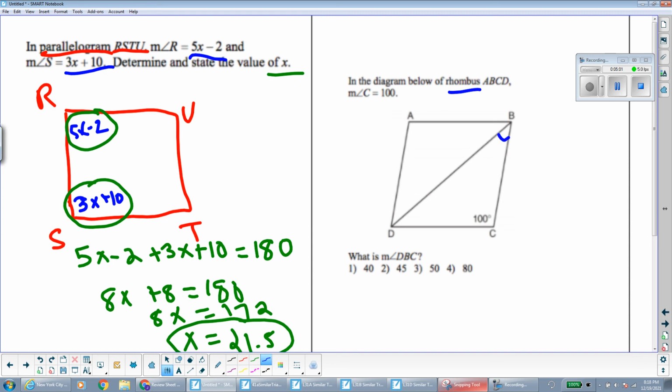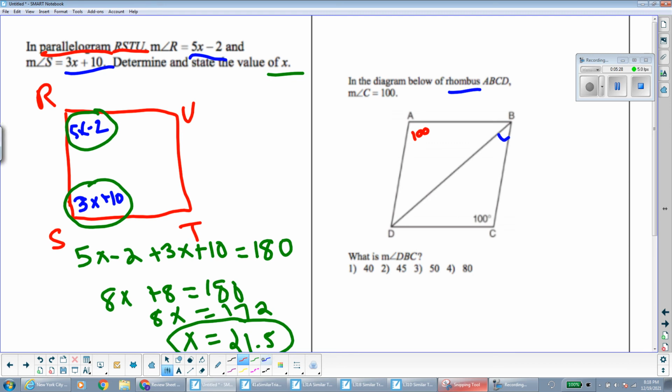So let me fill in anything that I do know. I know that in a rhombus, opposite angles are congruent to each other. So if this is 100, I know this one is 100 as well. I don't know if that will help me, but it's just something I can fill in to get me closer to my goal. I also know that in any parallelogram-based quadrilateral, consecutive angles are supplementary.